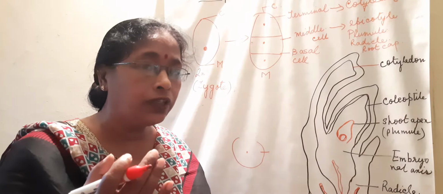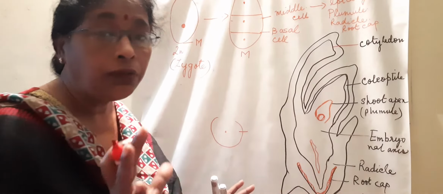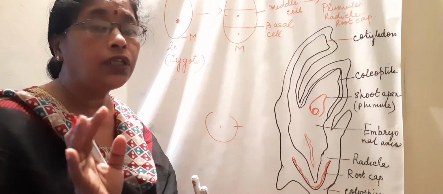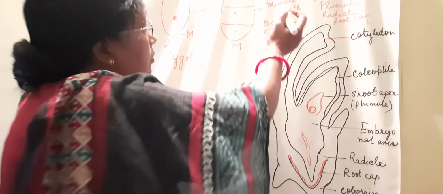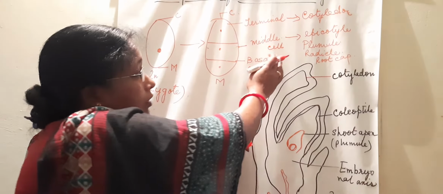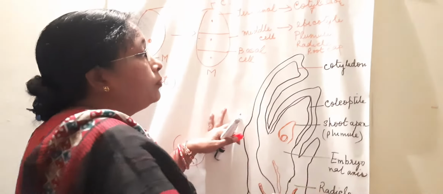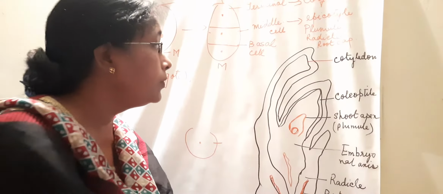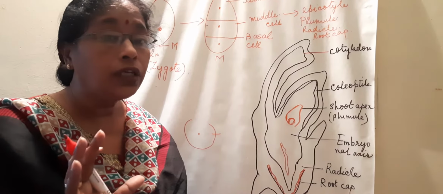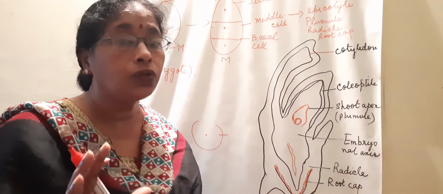As the embryo develops, the basal cell, which became rounded and whose function was to absorb the nutrition, slowly degenerates. The terminal cell gives rise to the cotyledon and the middle cell divides and forms many types of cells, that is epicotyl, plumule, radicle, root cap. Everything is done by the middle cell. So this is the difference in the development of a dicot embryo and a monocot embryo.